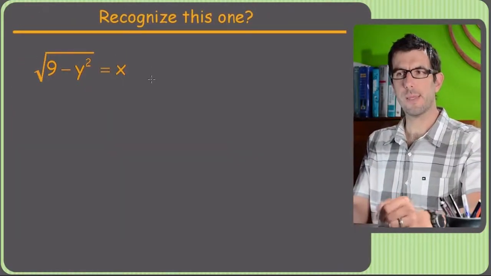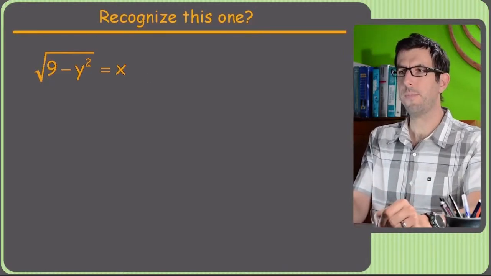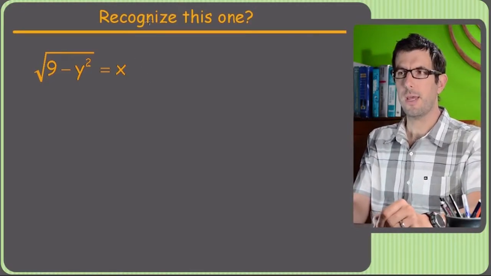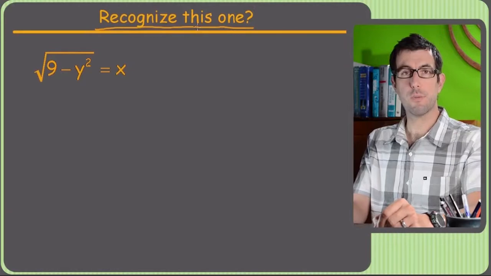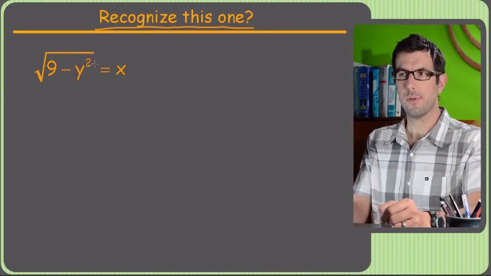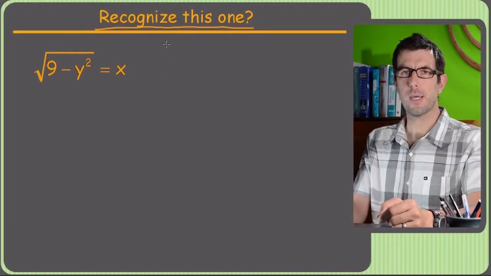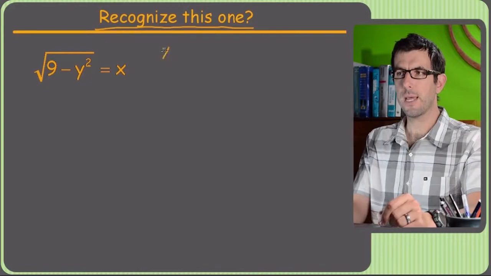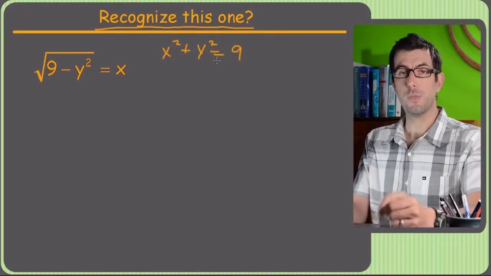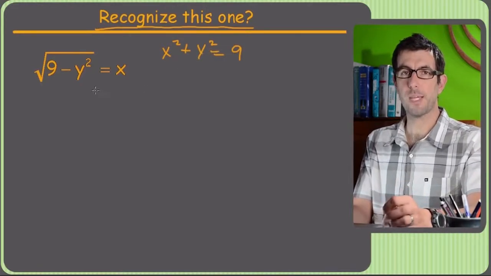All right, so this is yet another problem, exactly the same. This is the last one we'll work in this particular video. So if you're getting the hang of this, you can move on. Why did I say recognize this one? It's because this is actually the equation of a circle, which is kind of cool. If you rearrange this using algebra, squaring both sides and combining terms, you get x squared plus y squared equals 9, which is a circle of radius 3.